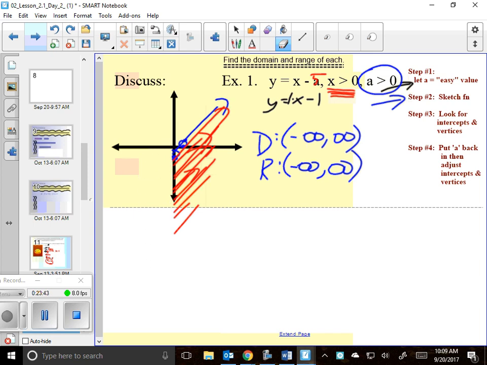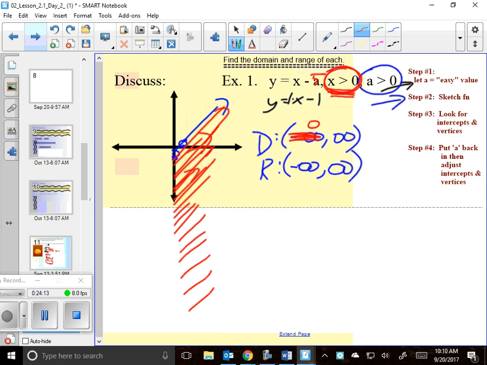So now what's your domain and range? 0 to infinity for the domain. How about the range? What's the lowest this thing could go for the range? Can I keep going lower and lower and lower and lower? So doesn't it go to negative infinity still? Yeah. Do you think about it? Do you think the x would affect the range? No, x is for the domain.